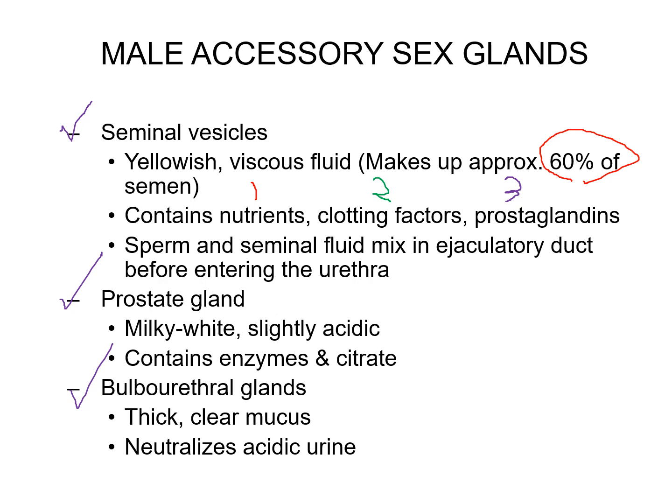Number two, the prostate gland. The prostate gland is going to secrete a lot of enzymes to help the semen. Mainly, we're also going to secrete citrate.